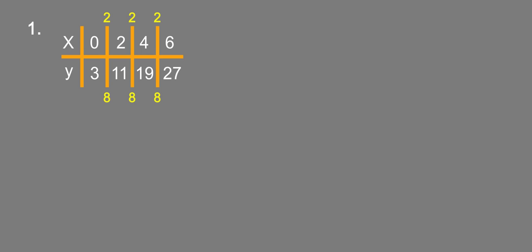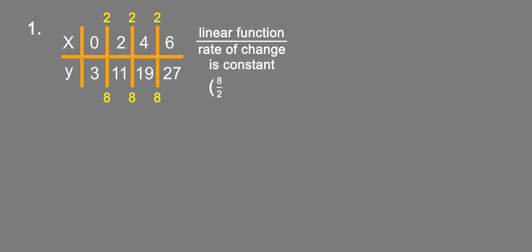So this does represent a linear function. The rate of change is constant. And we can take that a step further: the rate of change is 8, the change in y, over the change in x, which is 2, which equals 4. And since we're given (0, 3), we could actually determine this is y equals 4x plus the initial value, or the y-intercept, which is 3. And if we graph this, it's going to be a line.